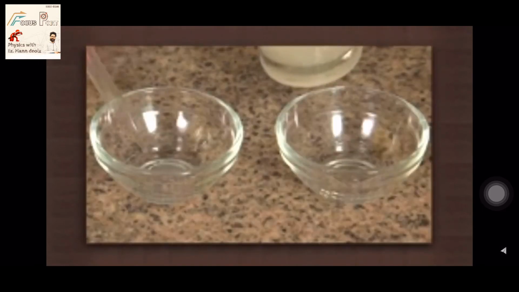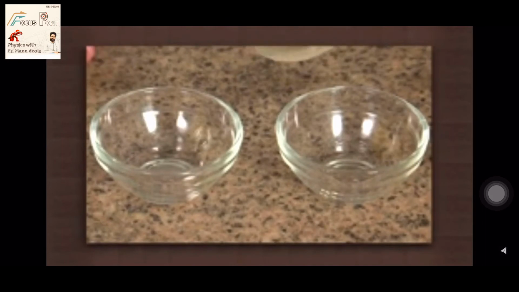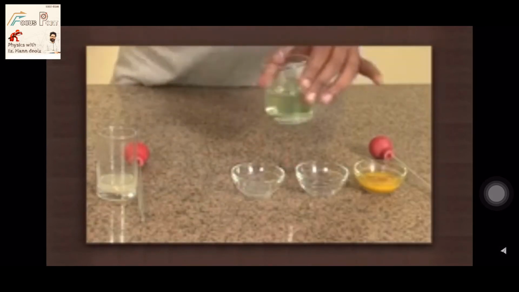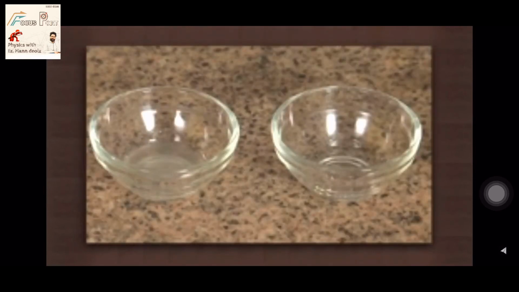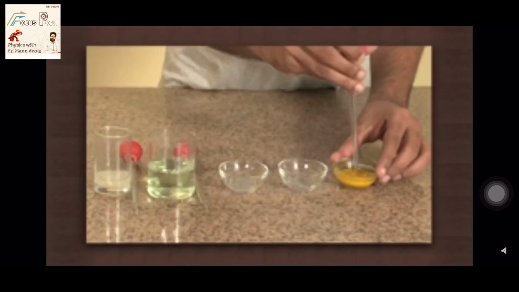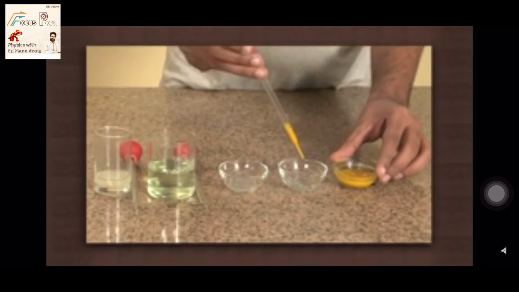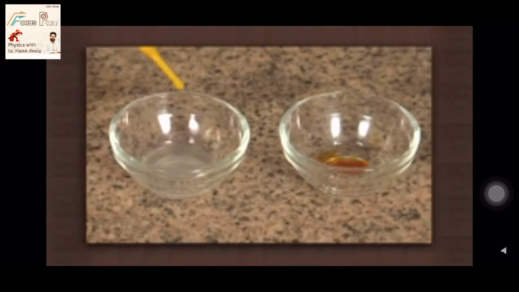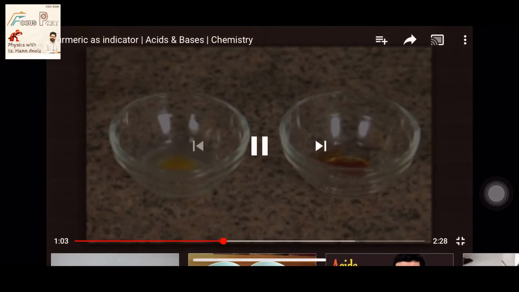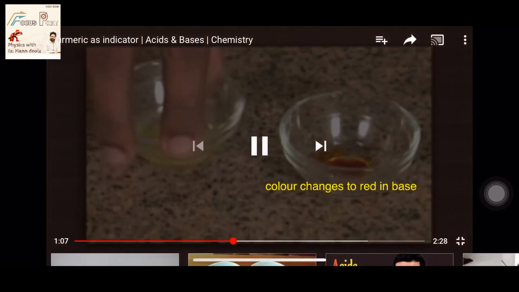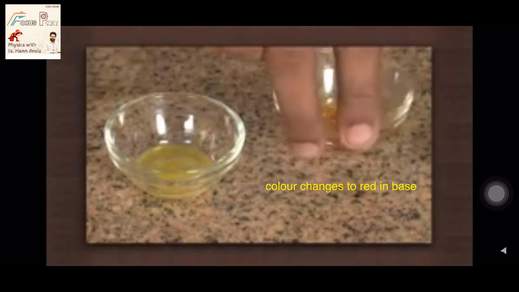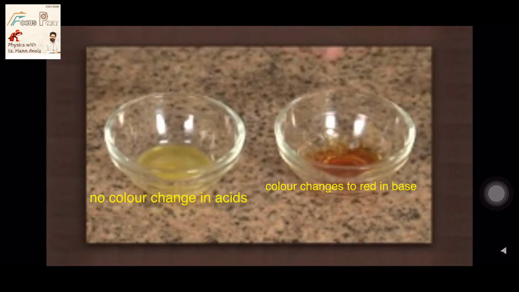Take lemon juice, which is acidic, and soap water, which is basic, two clean small empty bowls, and droppers. Take a little bit of lemon juice in one bowl. In the other bowl, take a little bit of soap water. Add a drop of turmeric solution into each bowl. Observe the color of each solution. Adding turmeric solution in soap water changes the color to red-orange. We see no change in the solution of lemon juice.